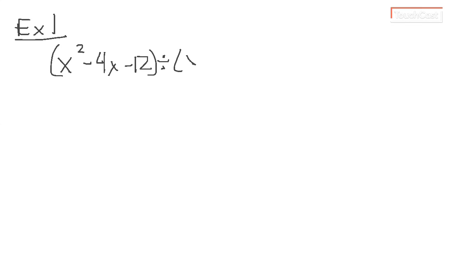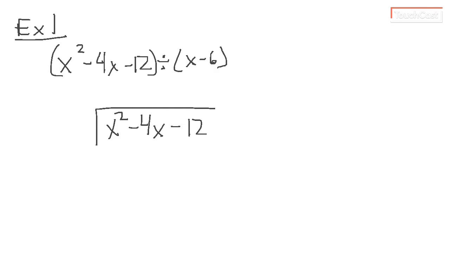So our first example, we're going to take x squared minus 4x minus 12, and we're going to divide that by x minus 6. So this is how we do long division with polynomials. We're going to take that first part and put it in our little polynomial long division box. So we have x squared minus 4x minus 12, and we're going to put x minus 6 on the outside.